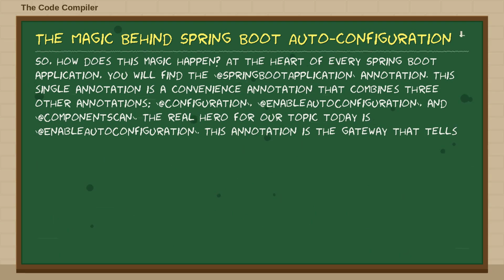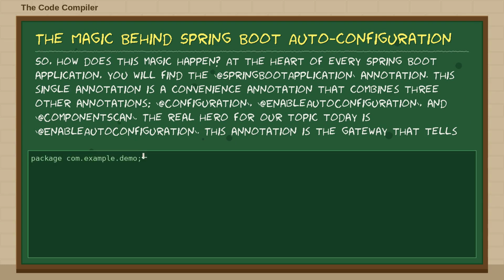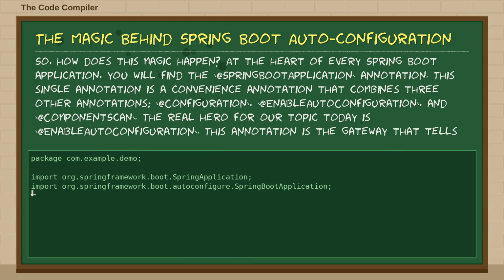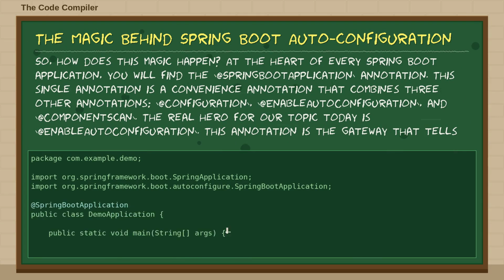Think of it like a smart assistant who looks at your project's ingredients, your dependencies like Spring Web or Spring Data JPA, and automatically adds the necessary configuration for those ingredients. It is like having a friend who knows exactly what you need and sets it up for you without you even asking. This mechanism uses a special file called spring.factories to discover these auto configuration classes.